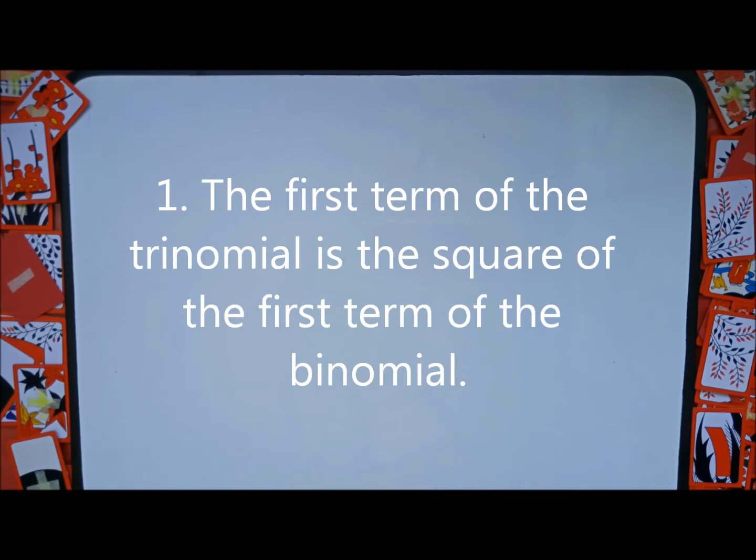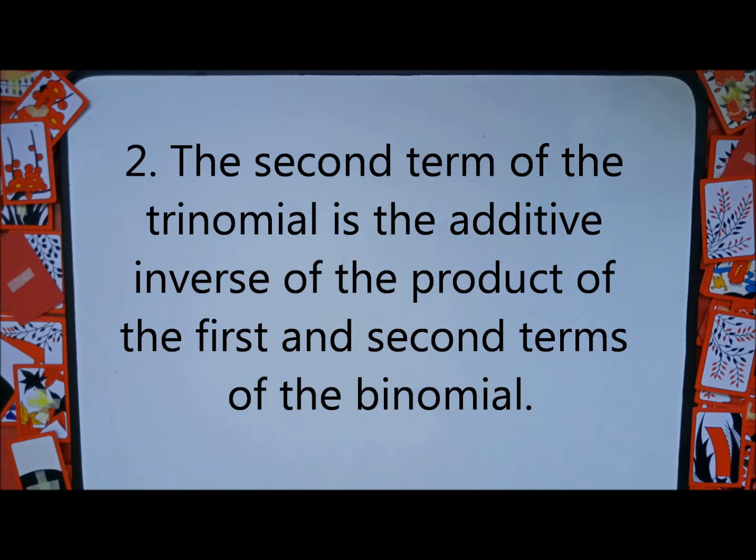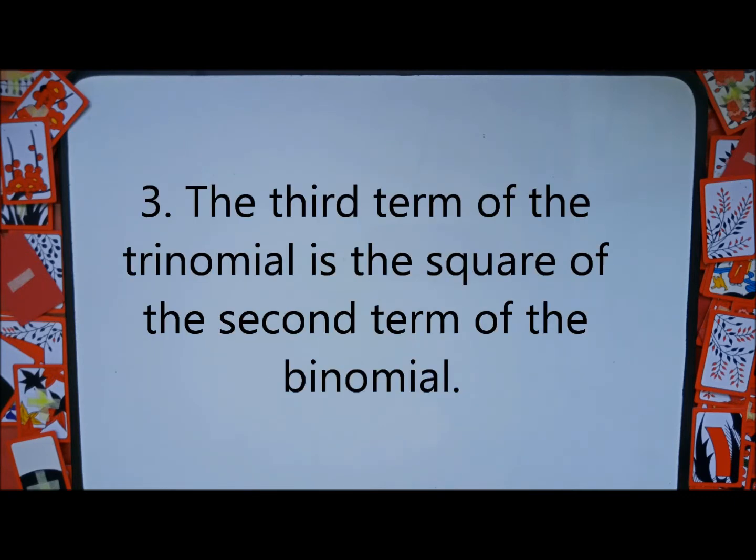The first term of the trinomial is the square of the first term of the binomial. Next, the second term of the trinomial is the additive inverse of the product of the first and second terms of the binomial. And the third term of the trinomial is the square of the second term of the binomial. Okay, so we will have some samples. But first, I think we have to derive the pattern.